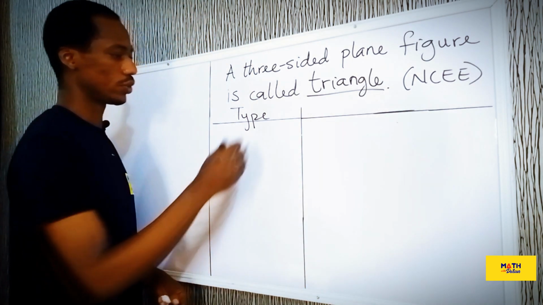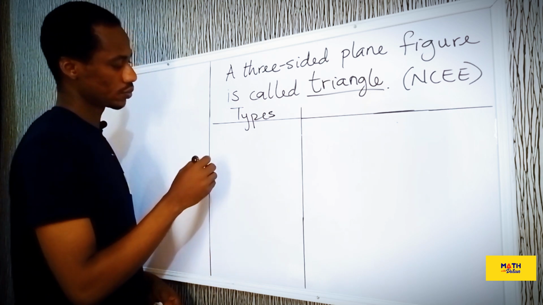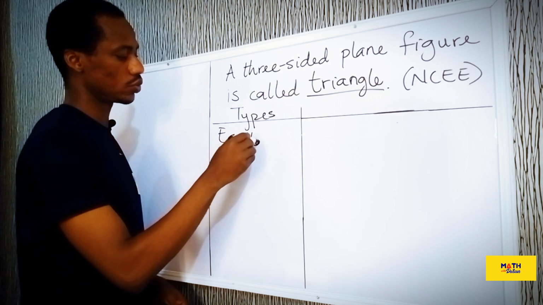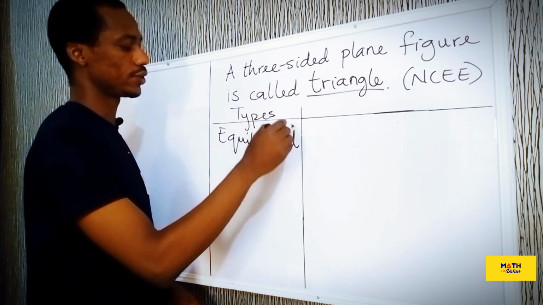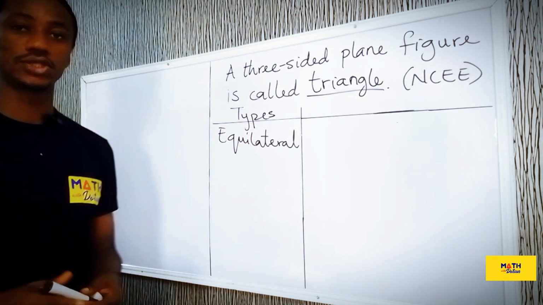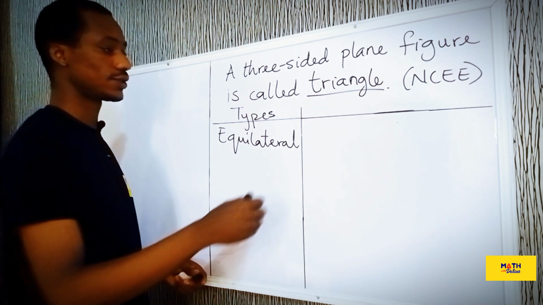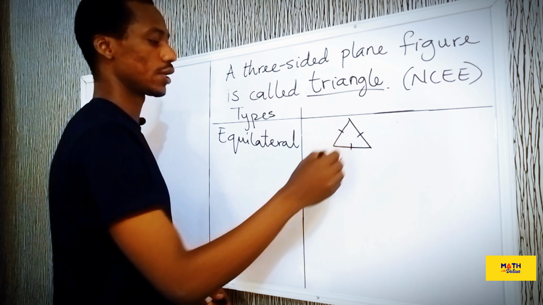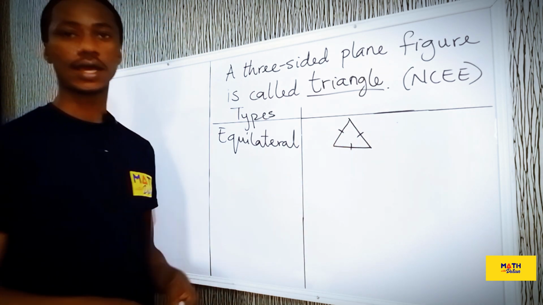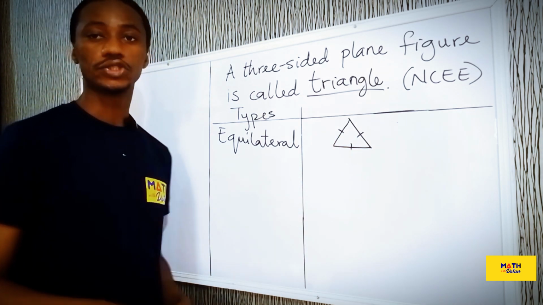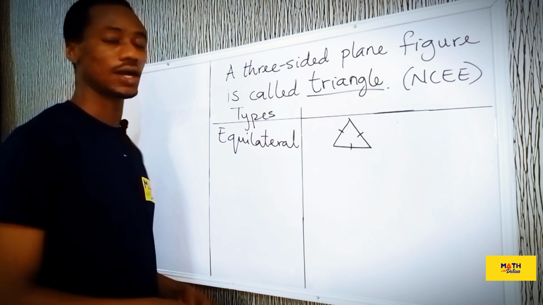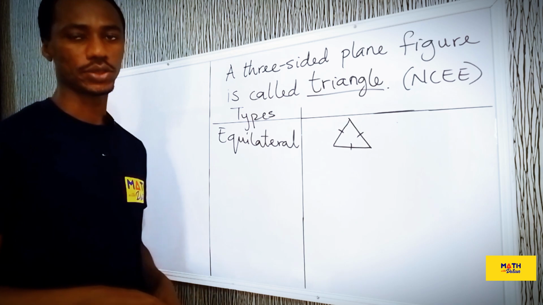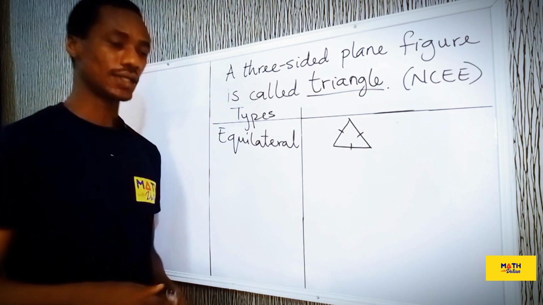So we have the equilateral triangles. The equilateral triangles have equal sides. So you see something like this. If you are asked what type of triangle has all its three sides equal, the answer is equilateral triangle. It has all the sides equal.